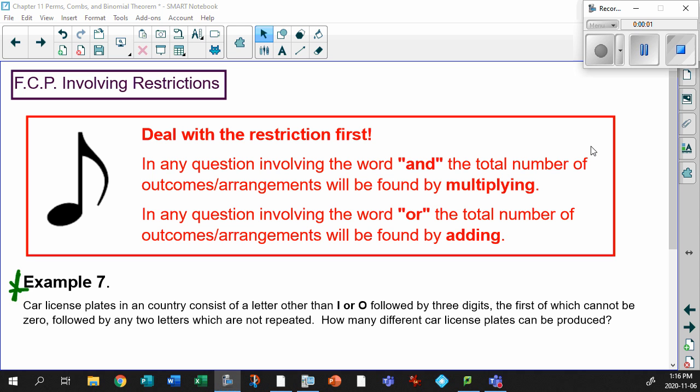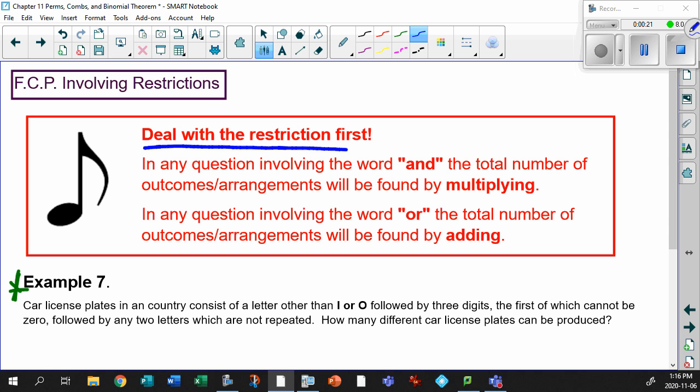So all of the ones that we've done so far had no restrictions at all. You got a lamp that's got 4 settings. You got a closet full of clothes and you're trying to figure out which outfit to wear. None of them had any restrictions. But now let's start throwing some restrictions on there. What do you do with the restrictions? Well, according to this, you deal with the restriction first.